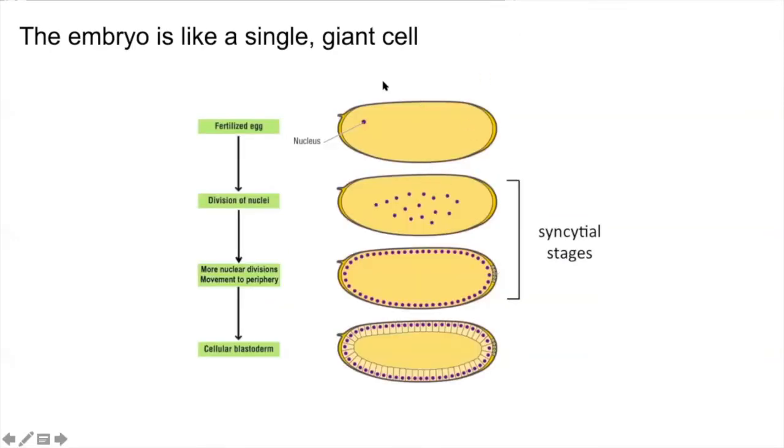The embryo starts off as a single giant cell with a single nucleus. The nucleus then divides until the embryo is filled with hundreds of nuclei. The nuclei then migrate to the surface of the embryo. Then, after about 2 hours into development, individual cells form around each of the nuclei. Now, let me show you some videos of embryonic development.